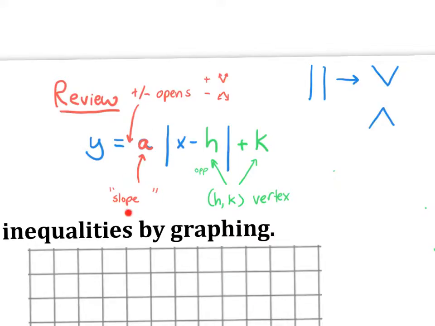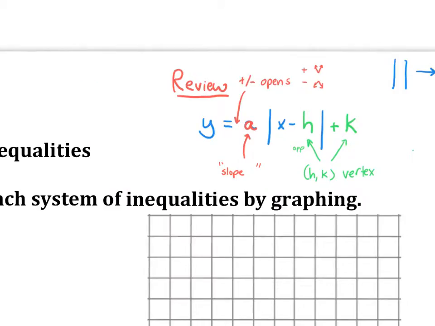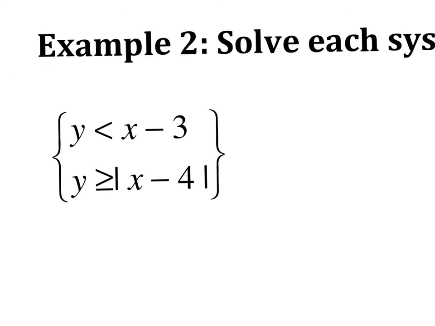The A, whatever that is, tells me my slope. I put that in quotes because it's not a perfect analogy. The opposite of what I see here is my H. Outside here is exactly my K, and together they form the vertex. Now that we have that review, I can take a gander here.